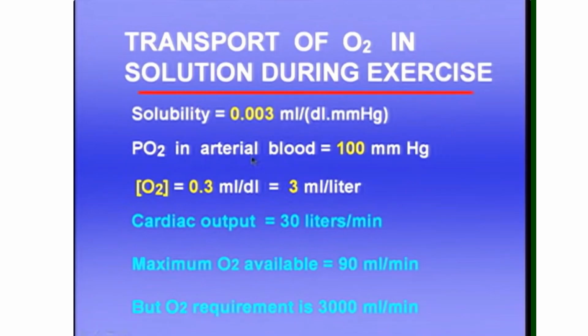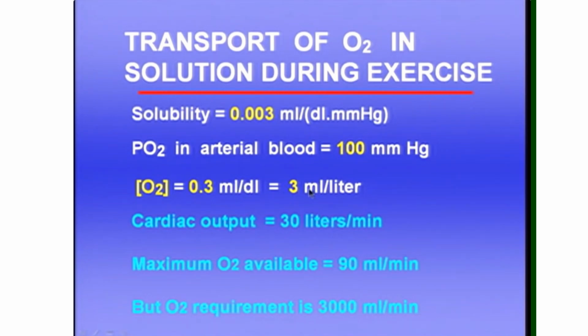Now you may say, well, why can't we use oxygen in physical solution in the body to provide the required amount of oxygen to the periphery? And a simple calculation will tell us that that's impossible. Let's look at it this way. The solubility of oxygen, we said, was 0.003 mils per deciliter per millimeter of mercury. PO2 in arterial blood, which we haven't really discussed yet, we will extensively eventually, but take it from me that it's about 100 millimeters of mercury. And therefore the oxygen dissolved in arterial blood is going to be 100 times 0.003, or 0.3 mils per deciliter, which is equal to 3 mils per litre.